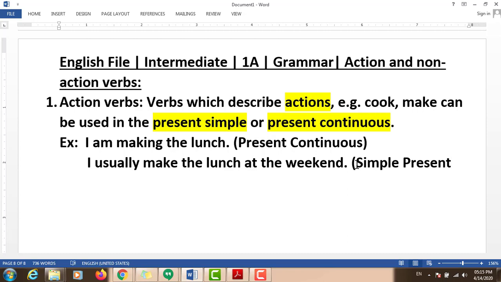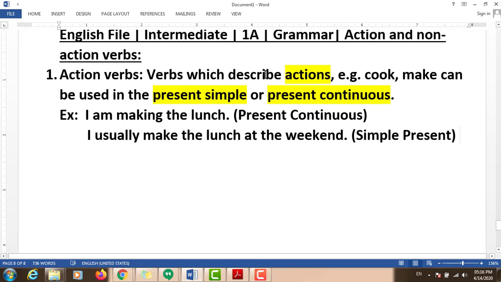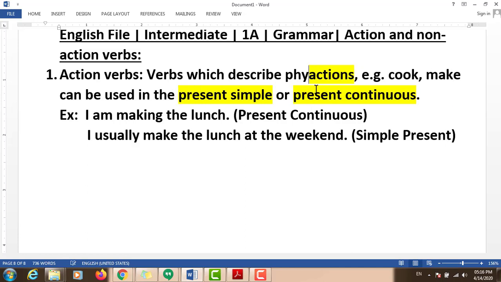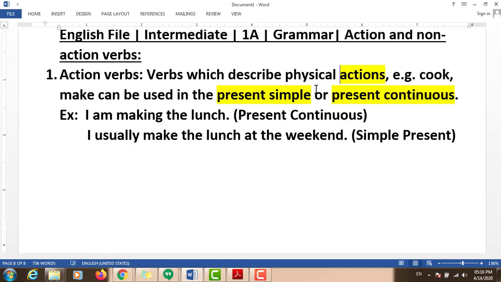Okay, so first big difference. So first, action verbs. Action verbs are used to show what? Yeah, to show actions. What kind of actions? We will say physical actions, which has what do we say? Which has a physical action like eating, cooking, making. Okay, it all has a physical action.